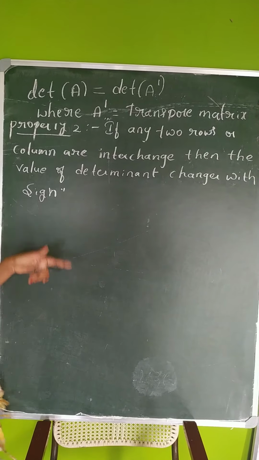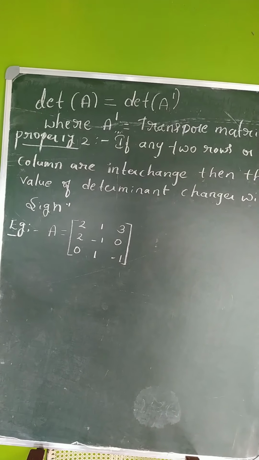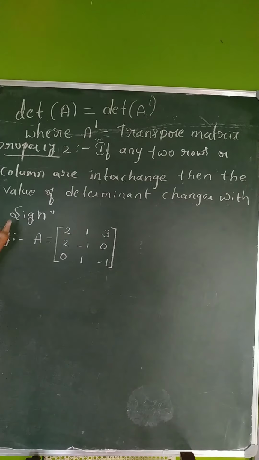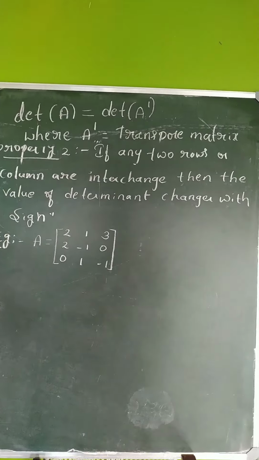So here, a matrix is, I just take it 2 1 3, 2 minus 1 0, 0 1 minus 1. You can take any examples. You can take your own examples and just check with the property. It will satisfy. So now I find the determinant of A.